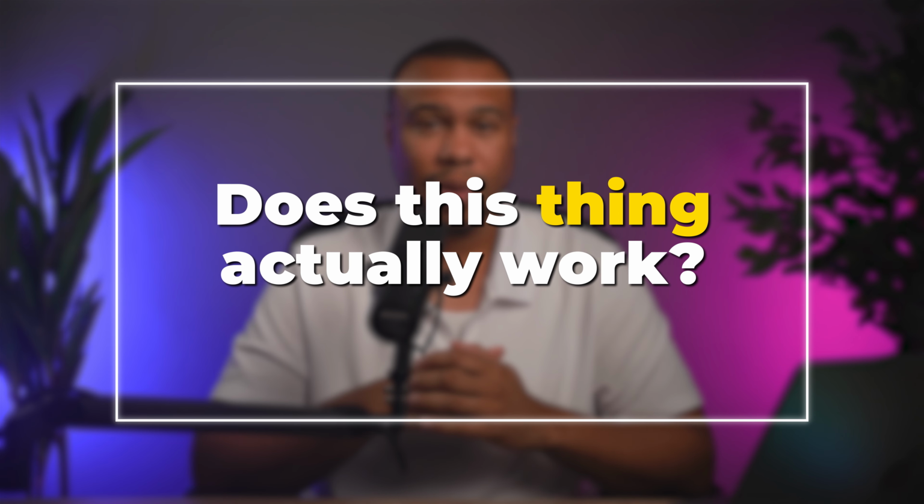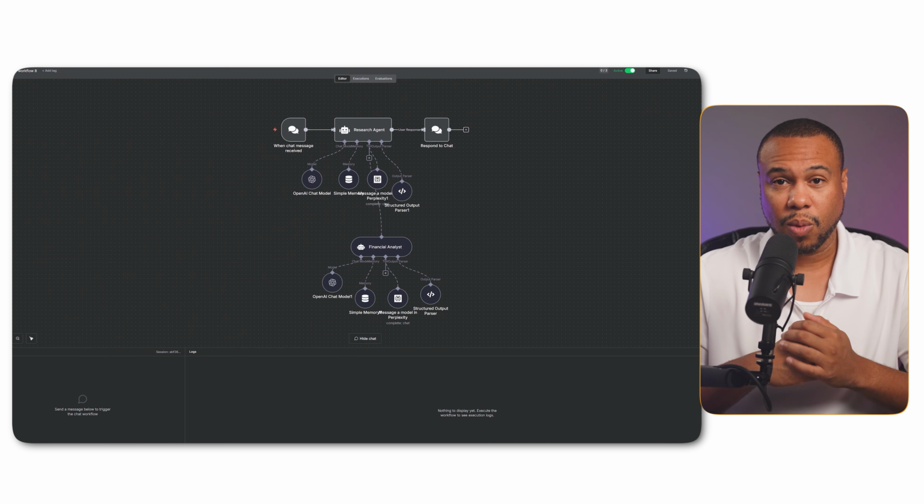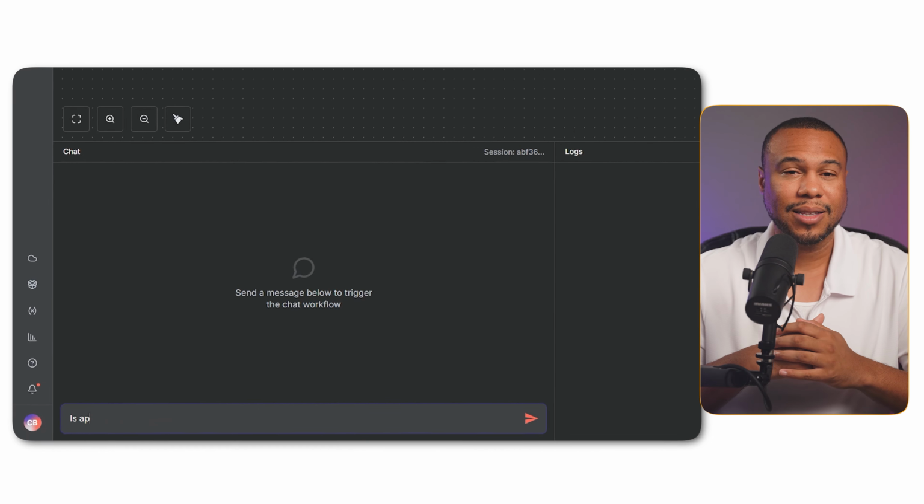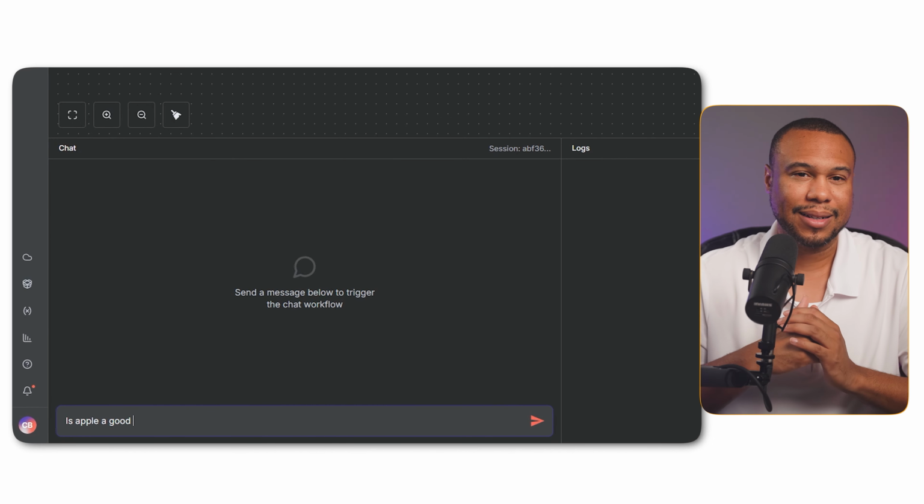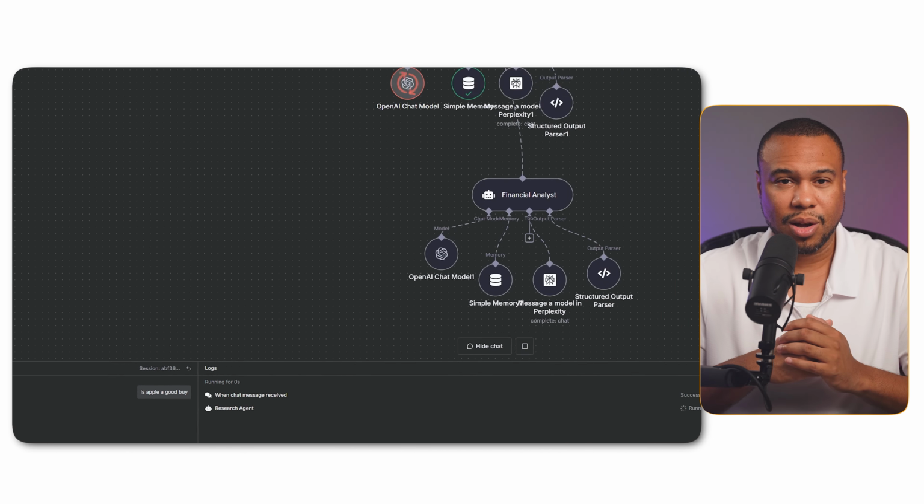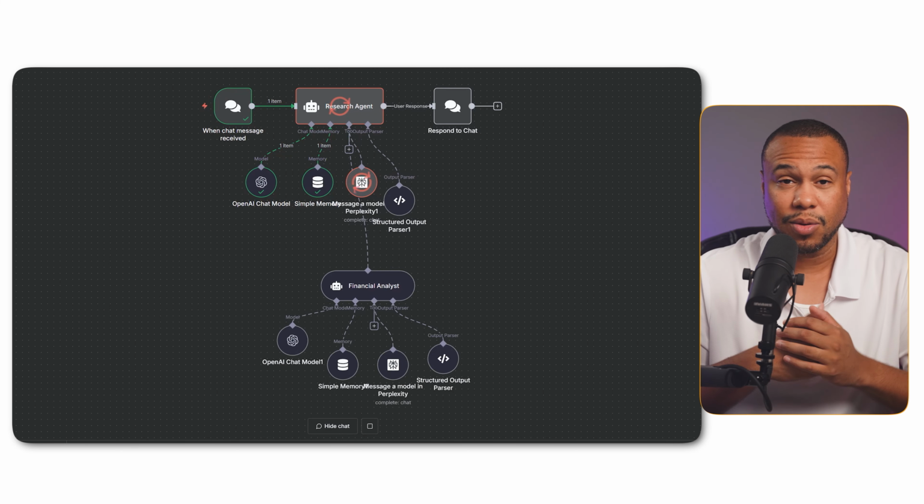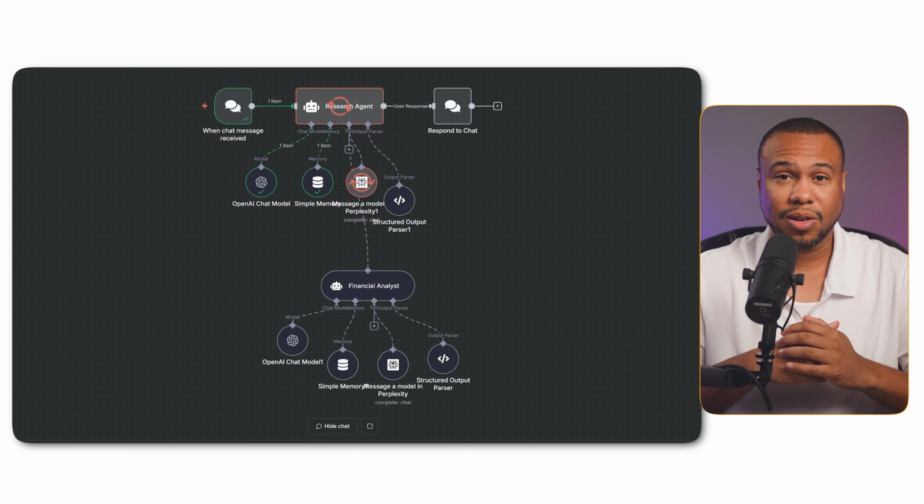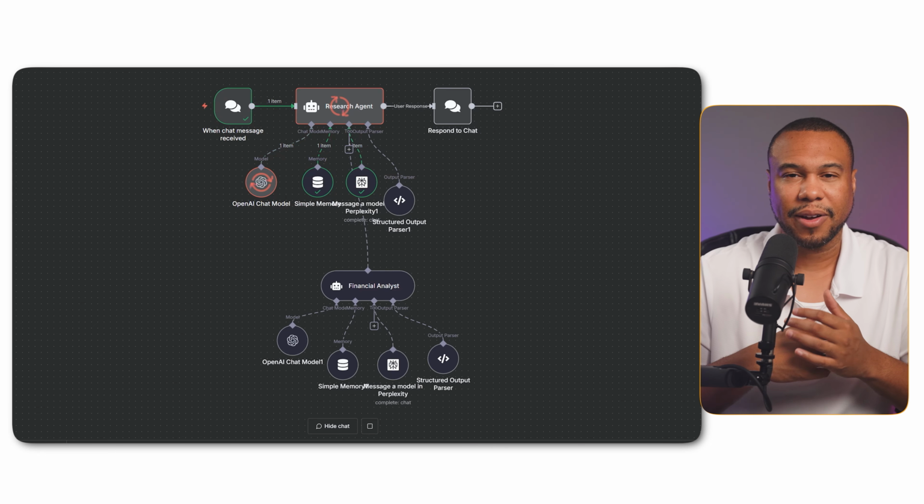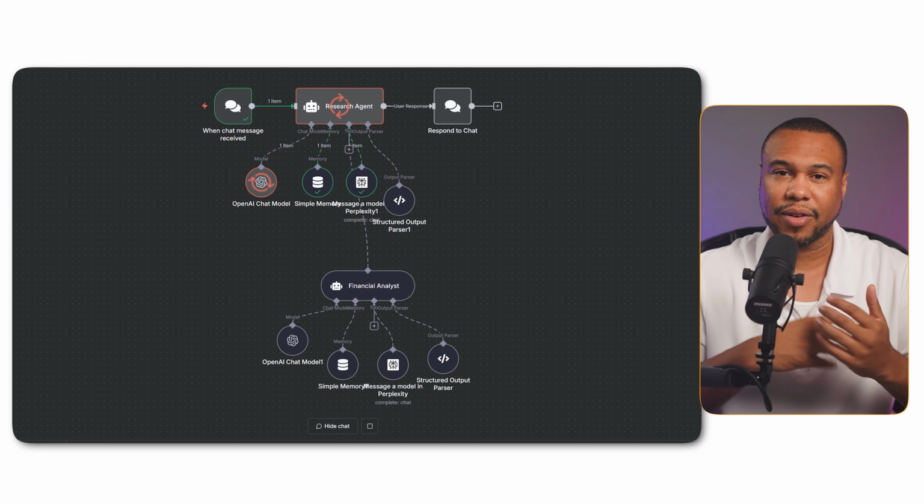Now let's test this thing out. All right, so here's the moment of truth. Does this thing actually work, or did we just waste 15 minutes? Well, let's find out. Let's just activate our workflow, open the chat, and let's start by typing in, let's say, Apple. Now watch the nodes. Research agent fires first, searching Perplexity for any news on Apple. It'll find the latest articles, but it doesn't know what this means financially, so now it's triggering the financial analyst.